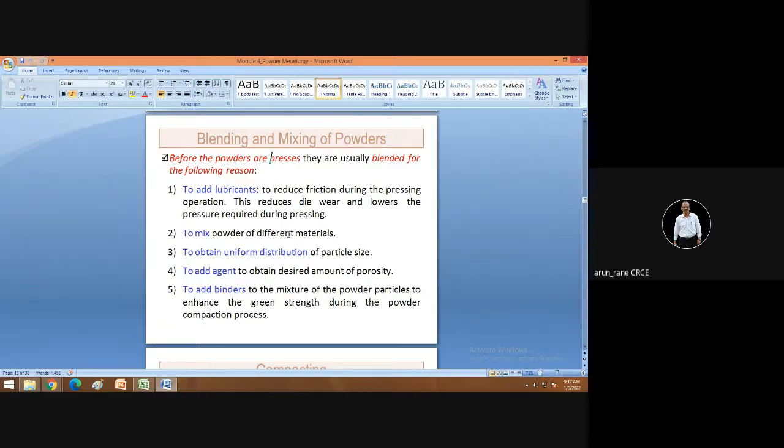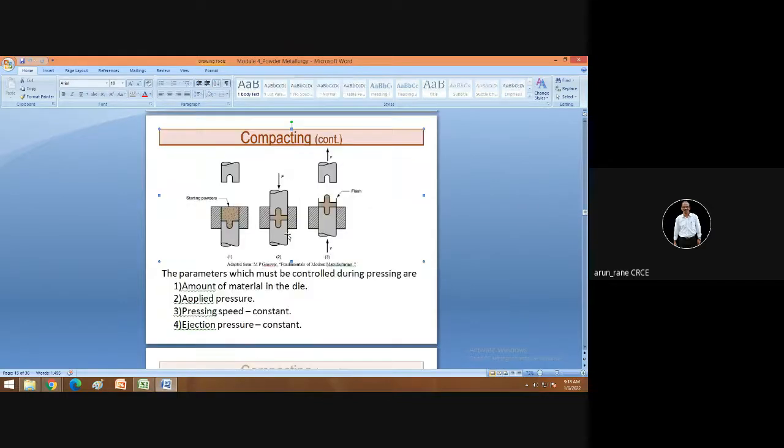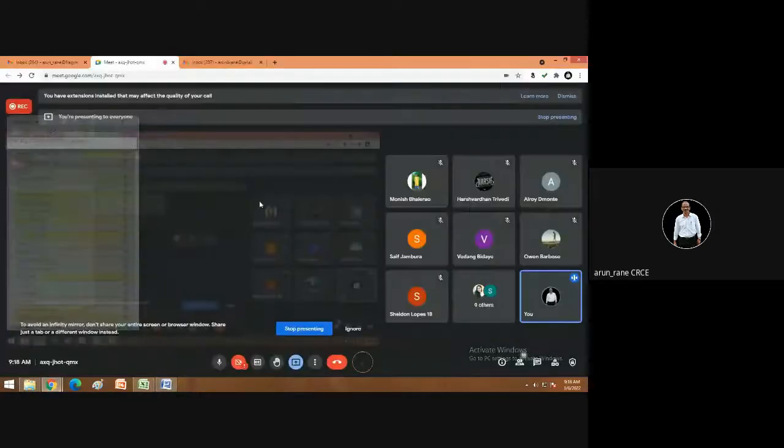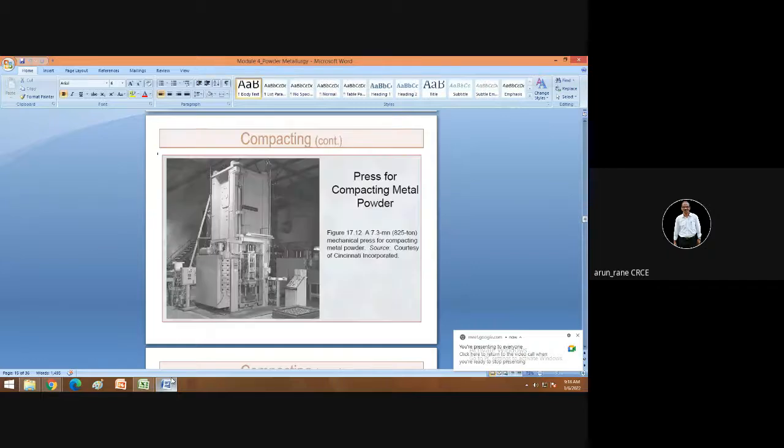These are the additives which are added in order to enhance the property of metallic powder. Then this is your compacting, how the compacting can be done. So you are familiar with this now. Why I am again and again telling is so that you understand the things properly. This is a press. Remember, in powder metallurgy, the tonnage of the presses will be high because you are pressing metal powder.